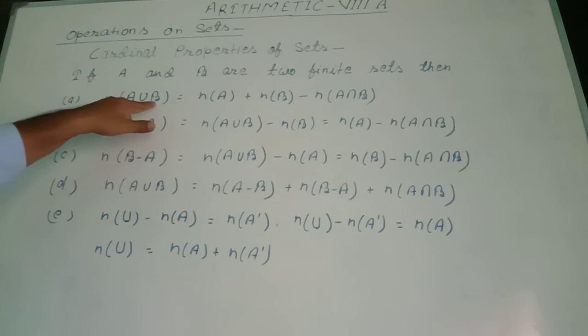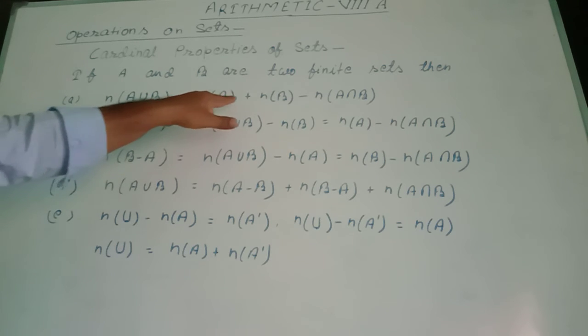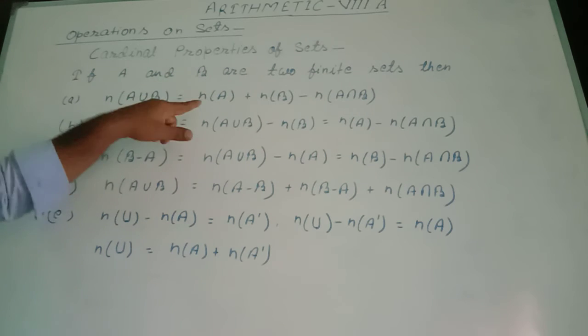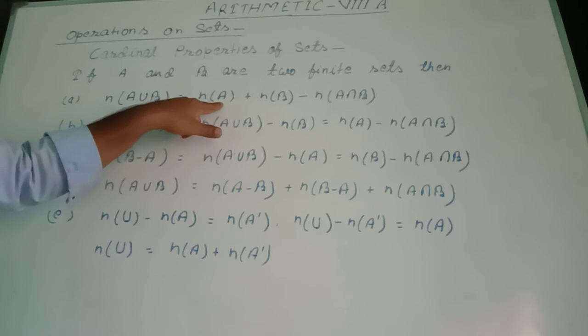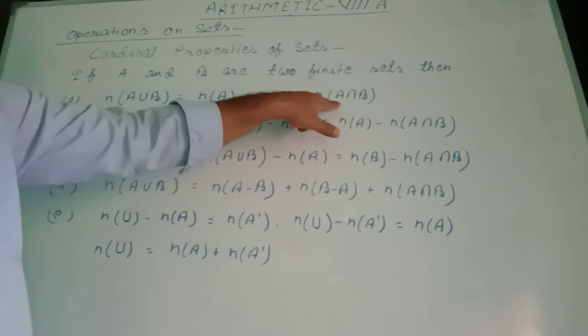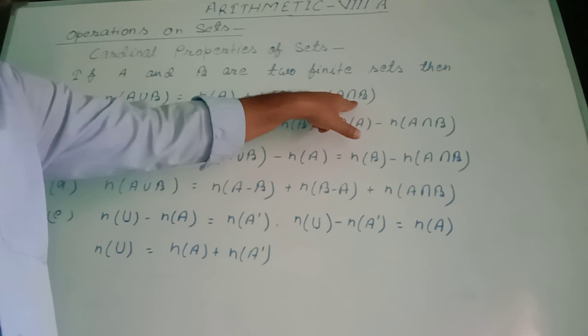n(A union B), means number of elements of A union B, is equal to n(A) plus n(B) minus n(A intersection B). Means number of elements of set A plus number of elements of set B minus number of elements of A intersection B.